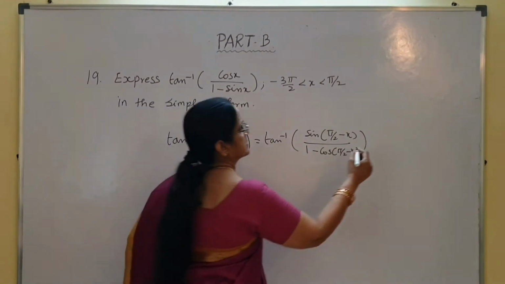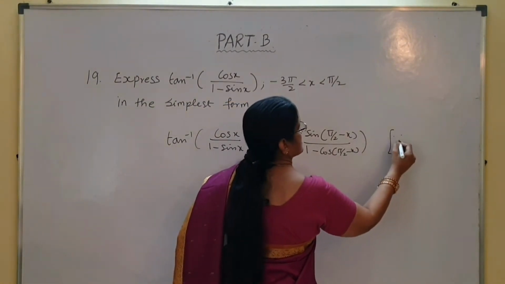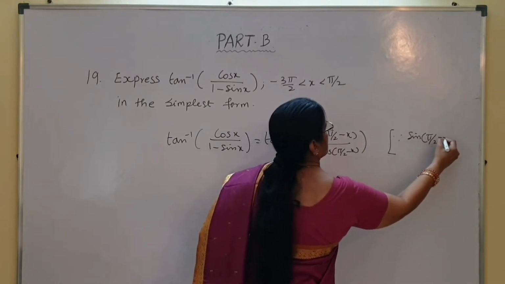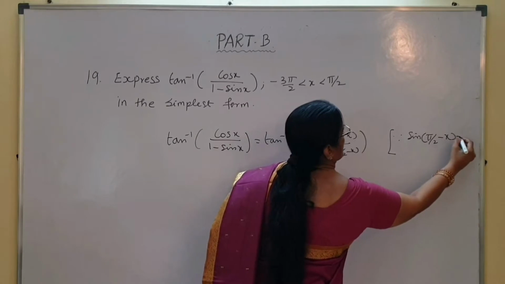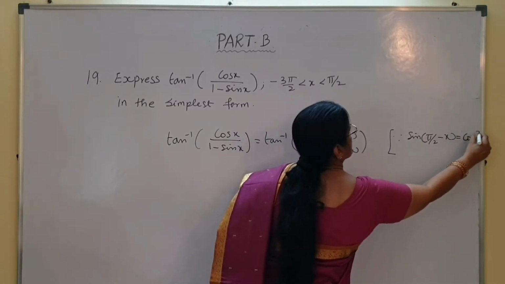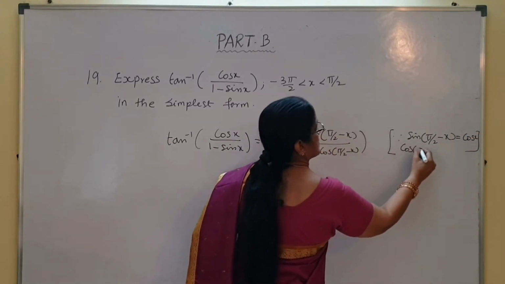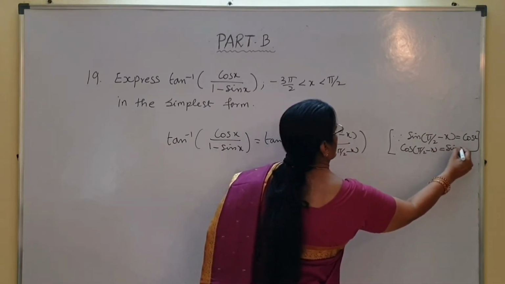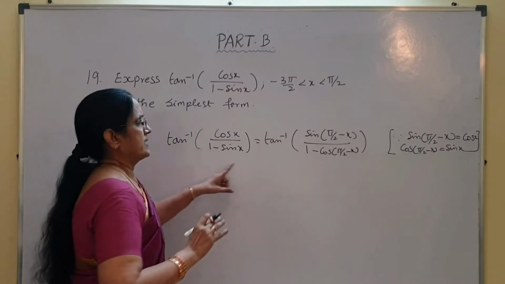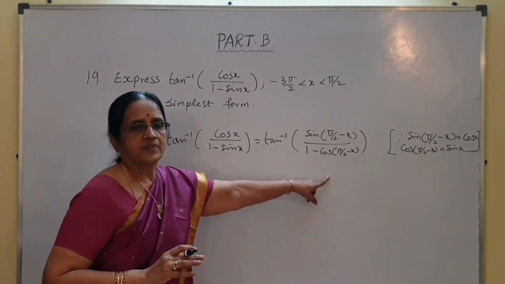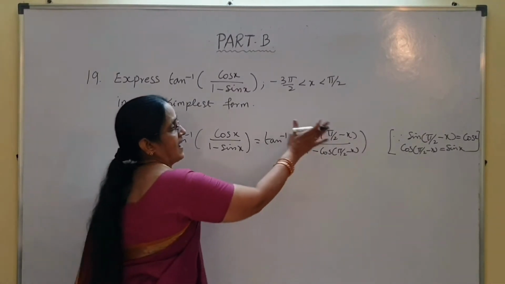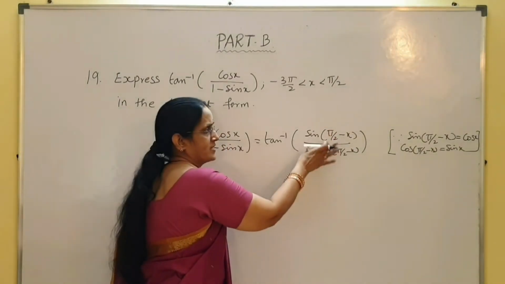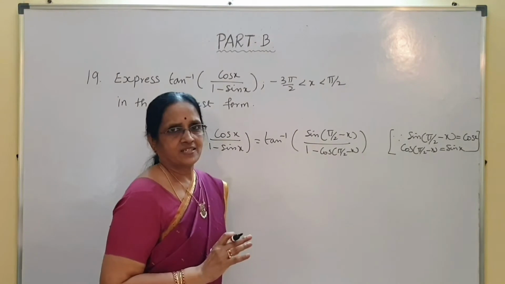So let me write the reason. Since sin 90 minus x is equal to cos x, cos 90 minus x equal to sin x. So that is what I made use of here. The reason is I can write the formula for both the numerator and for the denominator.